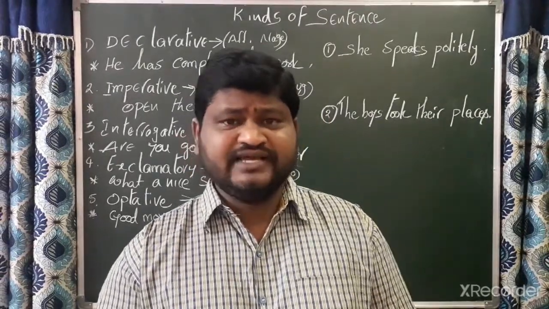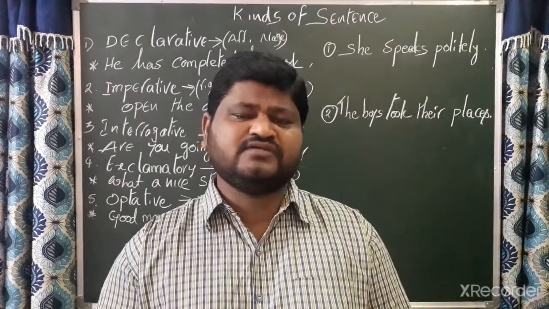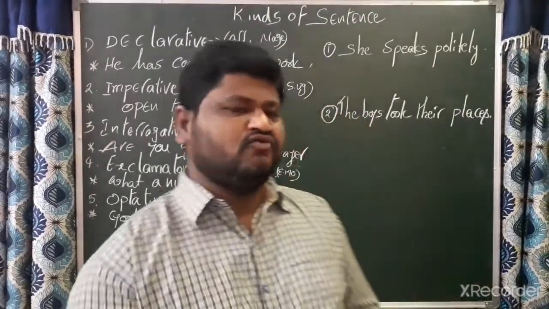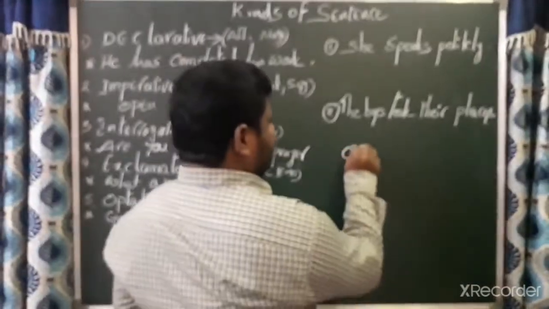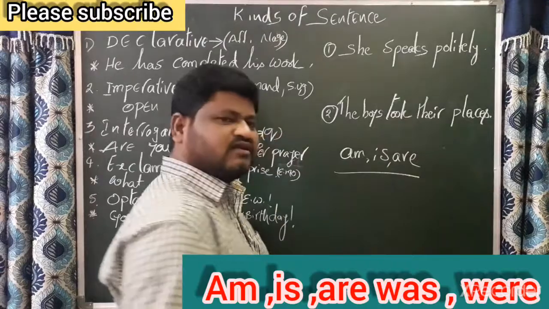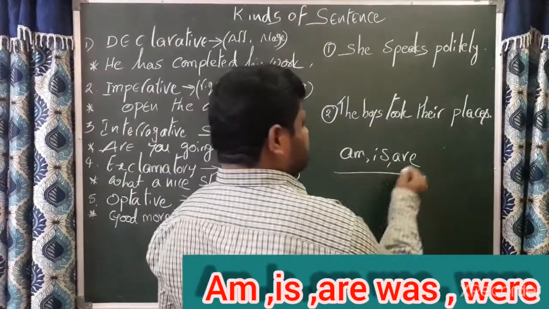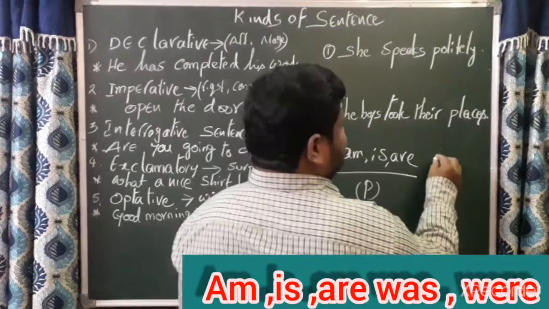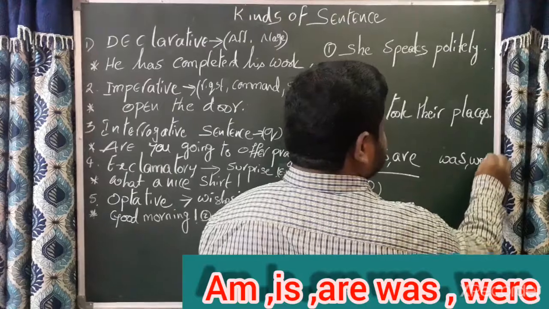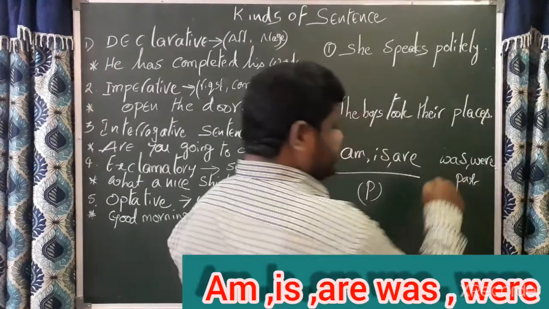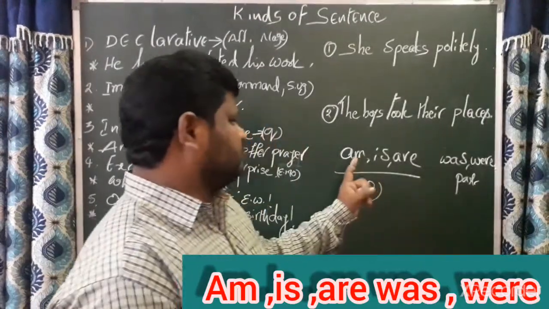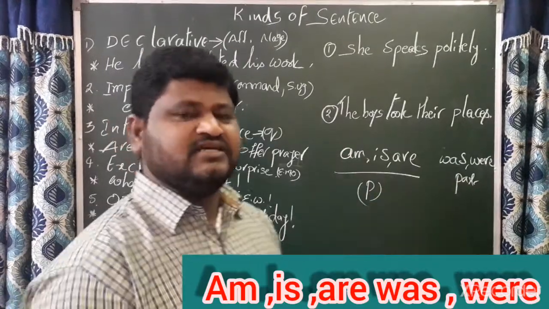Friends, in our English book we have the helping verbs; we already learned them in the lower section. What we call the be forms: am, is and are. This is the present tense, friends. And next, was, were, which is the past tense. So we use was, were in the past tense, and am, is, are in the present tense. So these are the be forms.